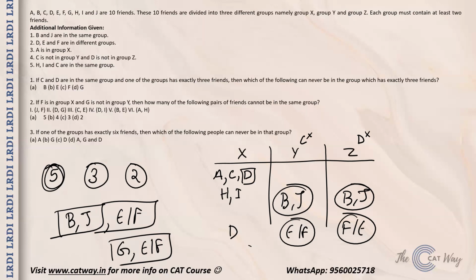Now among the options, which of the following can never be part of the group which has exactly 3 friends? B is definitely going to be there. E and F, one of them, both have a possibility, but the question is can never be. So E could be there, F could be there, so they are not the right answers. But if you talk about G, G can never be a part of that group. So G will be the right answer for this.